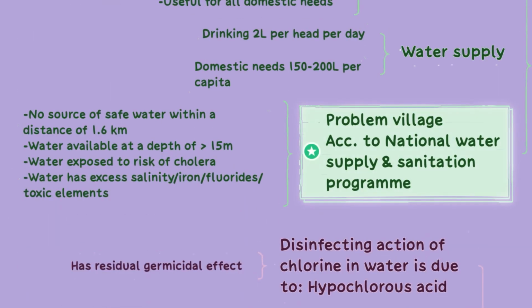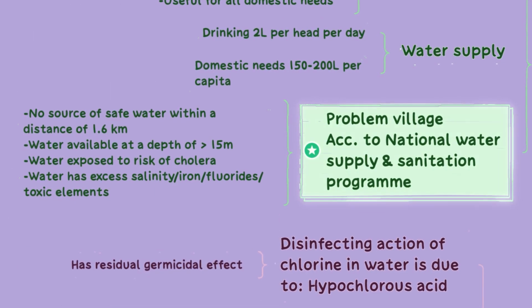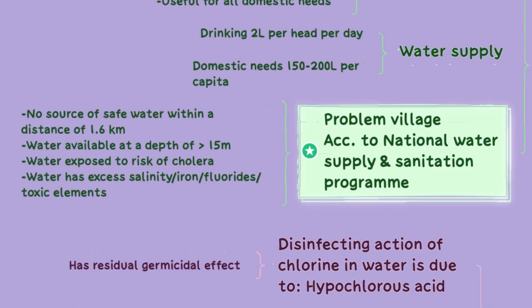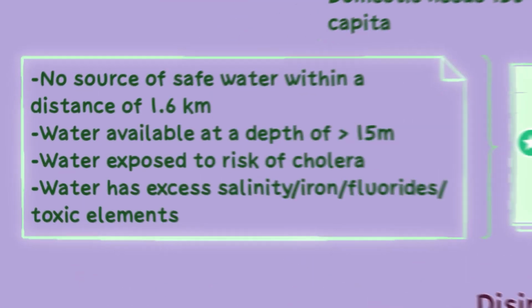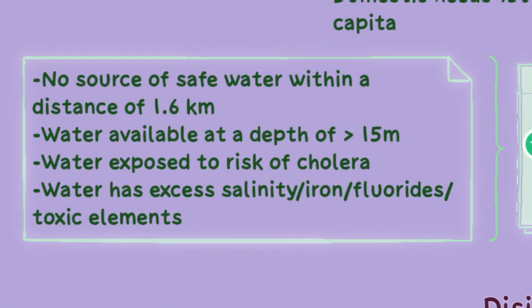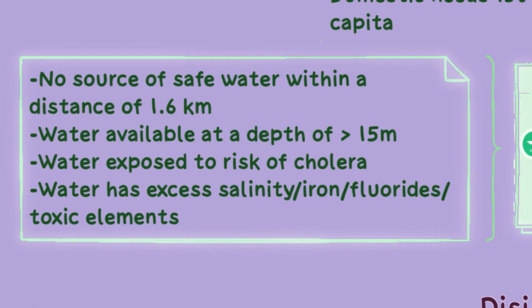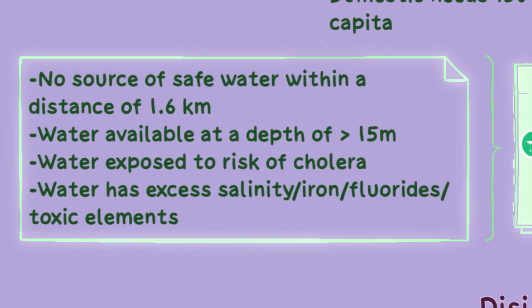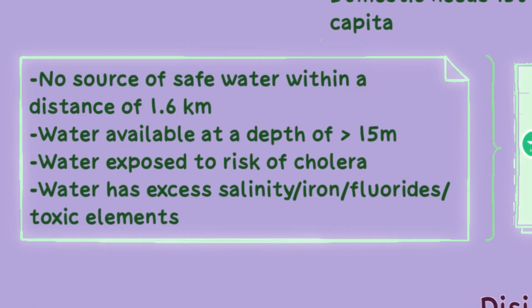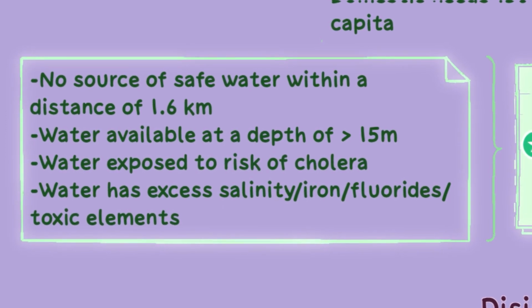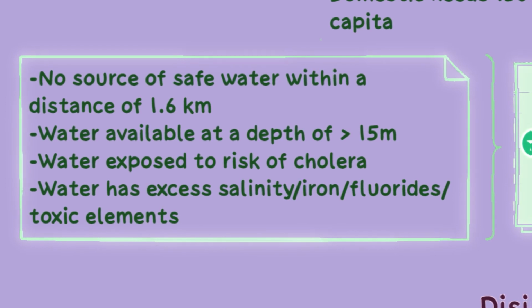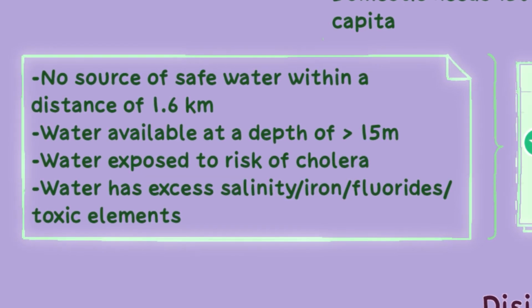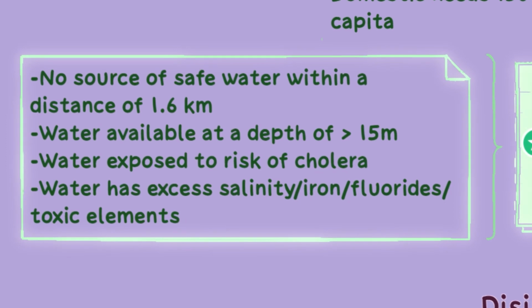We missed one important point about problem village in this section earlier. Let's go over it now. According to the National Water Supply and Sanitation Program, a problem village refers to an area that lacks access to a safe water source. It might indicate a lack of infrastructure or a lack of proper water treatment or sanitation measures. Therefore, a problem village includes areas where safe water is not within a distance of 1.6 kilometers and/or water available at a depth of more than 15 meters.